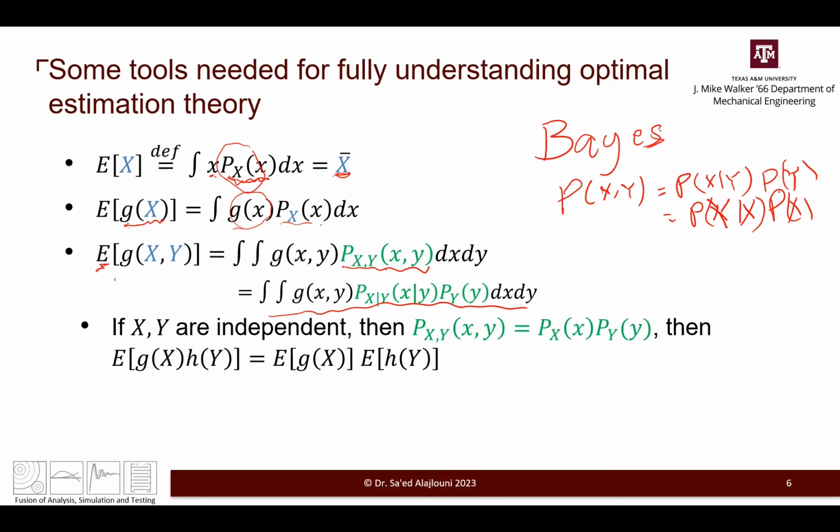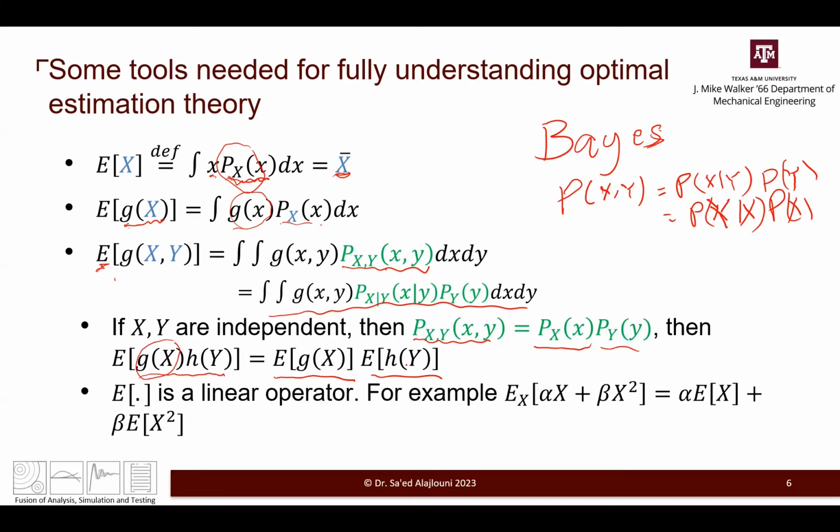If x and y are independent, then that means that their joint PDF can be separated into separate PDFs, one for x and one for y. And in case x and y are independent, and we want to know the expected value of some expression that involves 2 functions, one of x, g of x, and h of y, then all we have to do is separate it into the expectations of the corresponding functions g and h. This is only because x and y are independent.